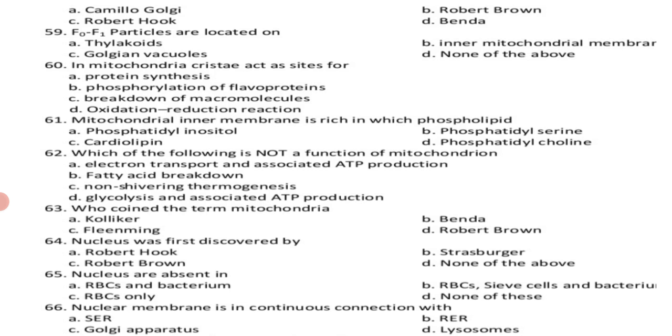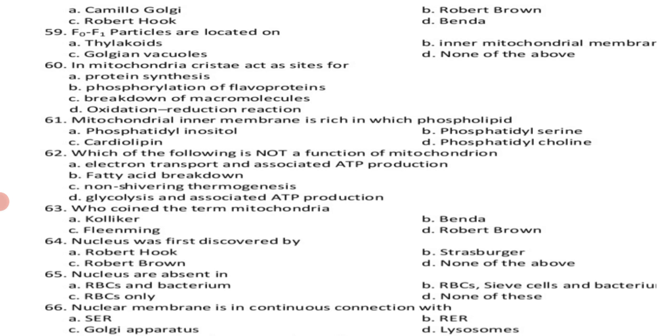The F0 and F1 particles are also called elementary particles or oxysomes. They refer to small round structures present within the folds of the cristae of the inner mitochondrial membrane. They help in ATP production and oxidation. They are present towards the matrix side in the inner mitochondrial membrane. So option B is the correct option for question number 59.